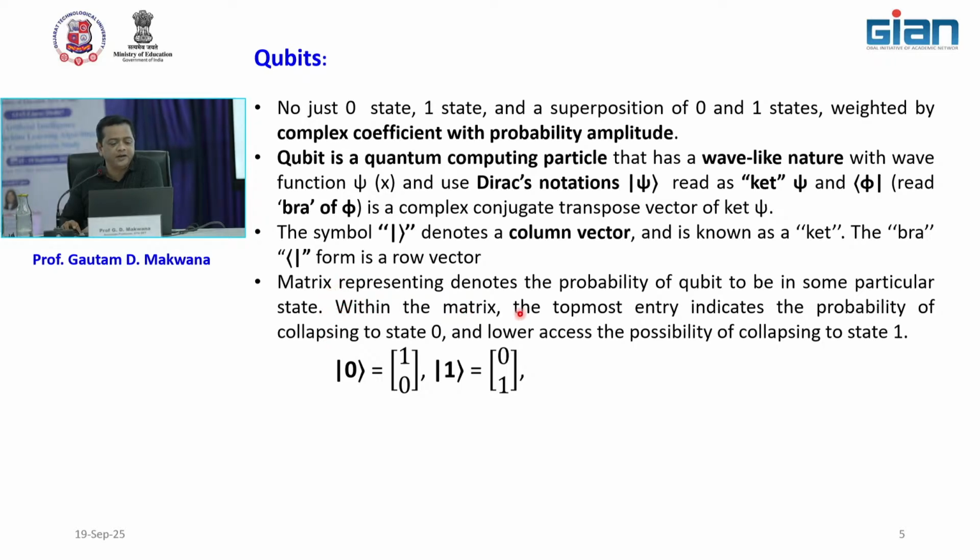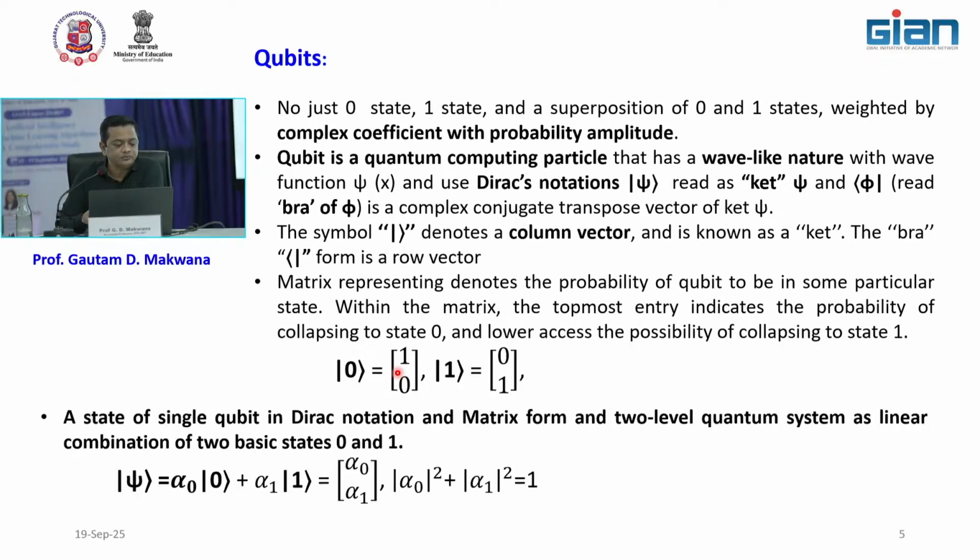The matrix representation denotes the probability of the qubit being in some particular state. The topmost entry indicates the probability corresponding to the state 0, and the lower entry the probability corresponding to the state 1. So the zero bit is represented by the column vector 1 0, and the one qubit is represented by 0 and 1. So this first entry has the highest probability, and it gives the output as a 0 bit in classical computing consideration.